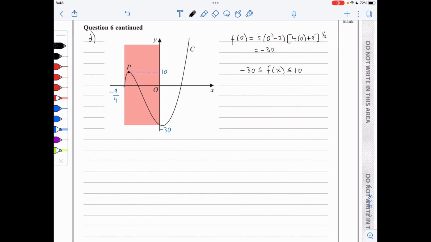And therefore, we now have that 2f of x, multiplying everything by 2, will be between 20 and minus 60. So the next sensible thing to do is say that 2f of x plus 4 is between 24 and minus 56, which is exactly the expression for g of x. So the range of g of x is between 24 and minus 56 inclusive.